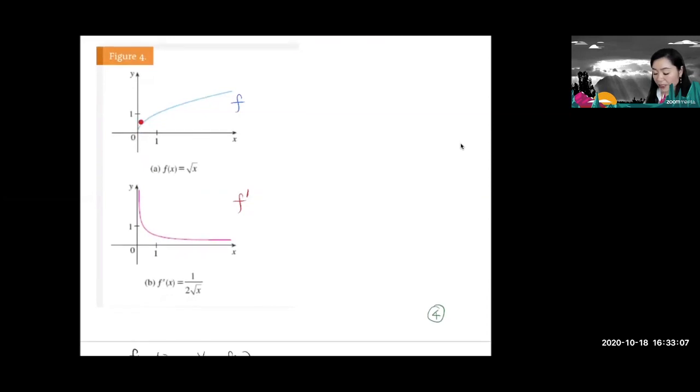But before, you see the tangent line is steeper, but later on it's going to be less steep. So you see the slope is going to be decreasing. So you see f prime is actually decreasing. And yeah, so it's decreasing.